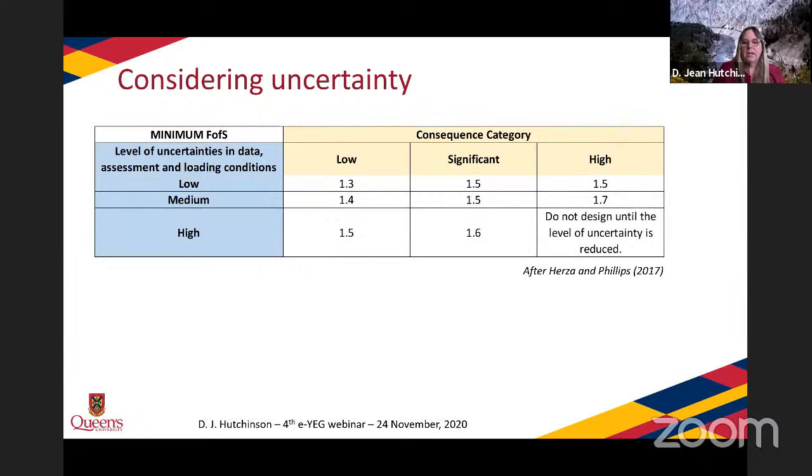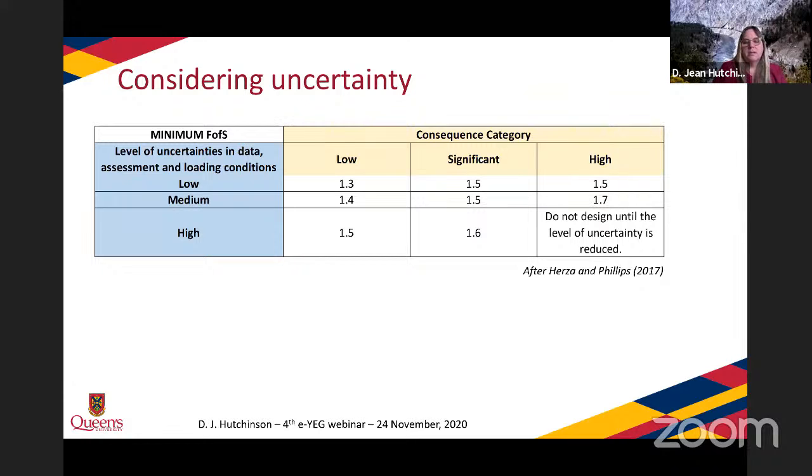One of the ways historically that we have and continue to consider uncertainty is by the application of factor of safety. This diagram shows you a case for dam construction. In this case, they've defined levels of uncertainty in the data, in our assessment, and in the loading conditions that the dam is exposed to, and define a minimum factor of safety for design based on the level of uncertainty, and then the consequence category. So if the consequence of failure is low, significant, or high.